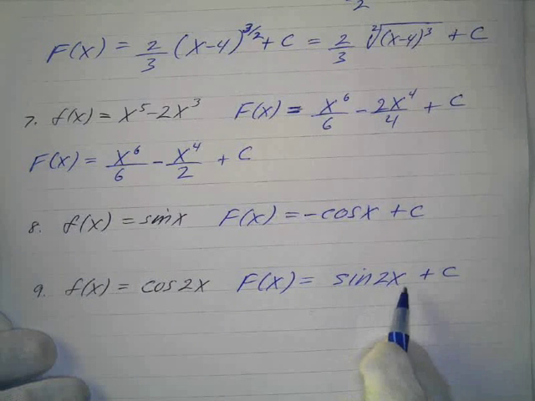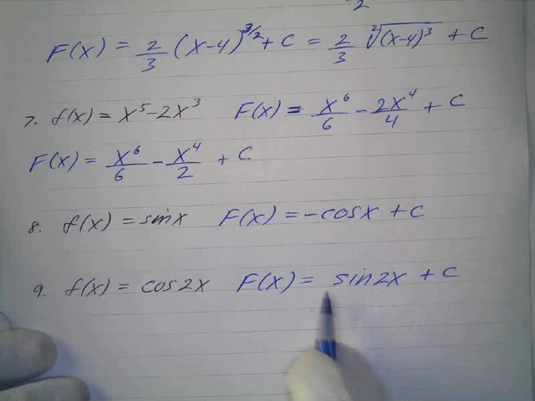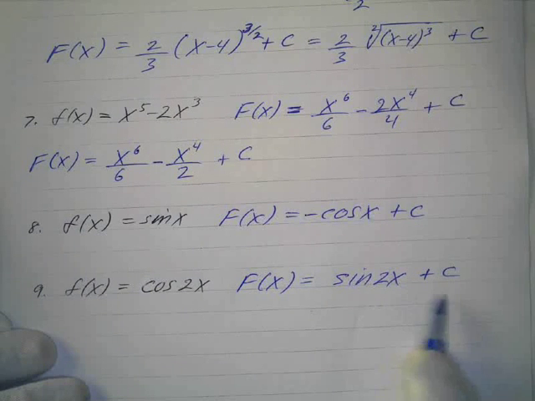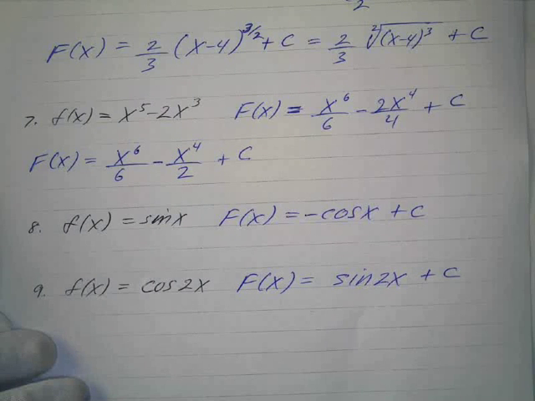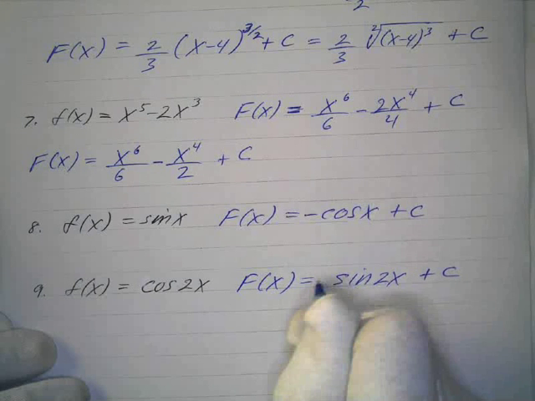So how can I get rid of that times 2? So again, if I take the derivative of this, is that going to work? No. So I'm going to have to do something that will cancel out that times 2. So if I multiply by 1/2, 1/2 of 2 is 1, and I think that's going to work.